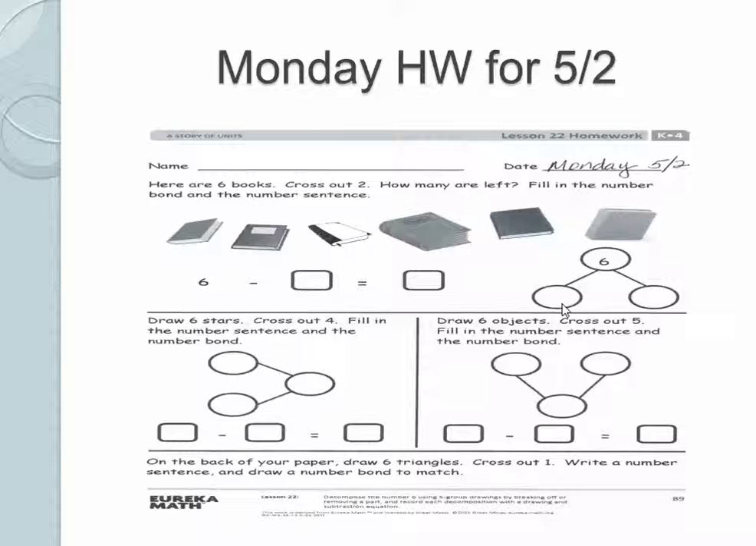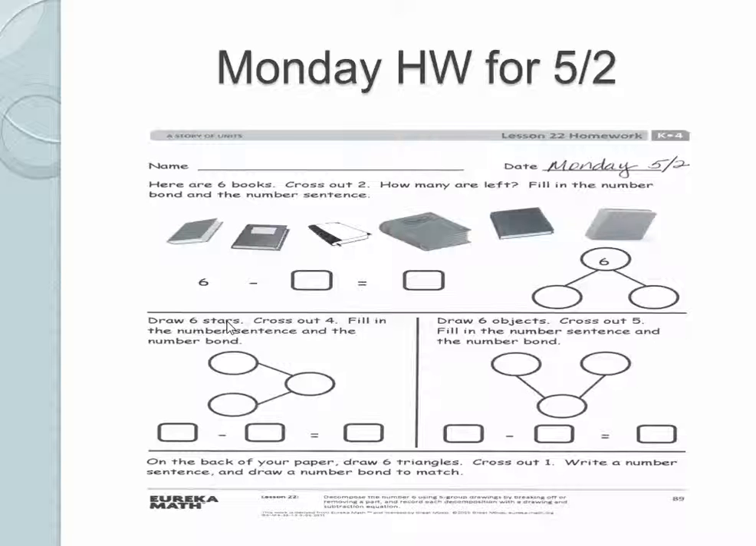So 2 should be written in the first circle, and then the number that is the answer after crossing out the 2 out of the 6 books will be 4, and that should be written in the last circle of the number bond. And let's try one more question.